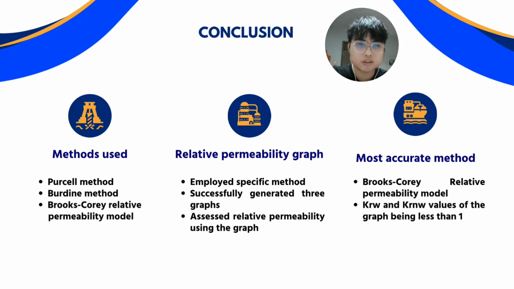In conclusion, we have utilized three methods to determine relative permeability. They are the Purcell method, the Burdine approach, and the Brooks-Corey relative permeability model. By employing these methods, we have successfully generated three graphs to assess relative permeability. Among these methods, we have identified the Brooks-Corey relative permeability model as the most accurate for determining permeability, as indicated by the KRW and KRNW values on the graph being less than 1.